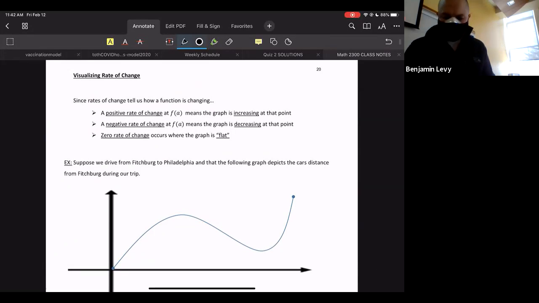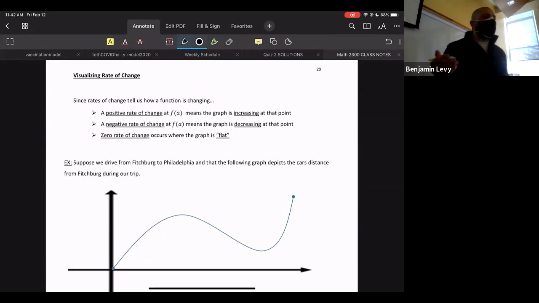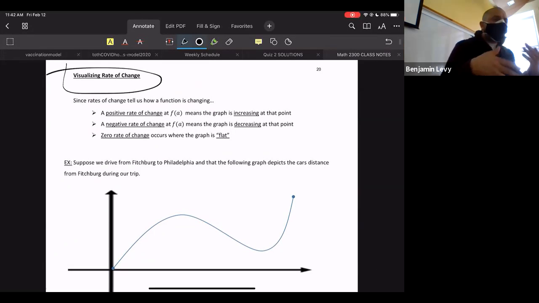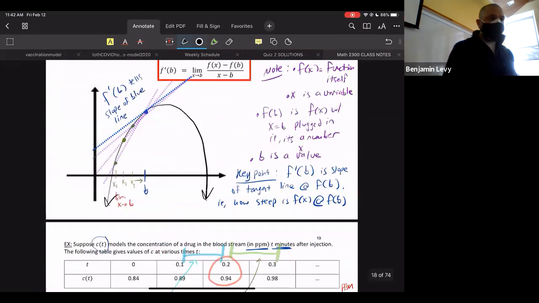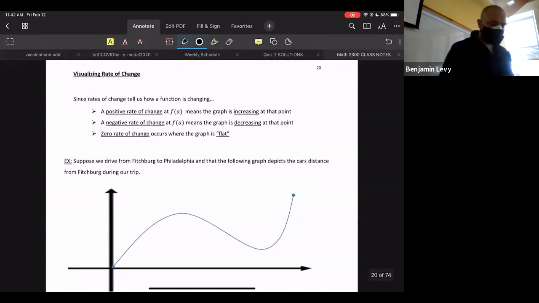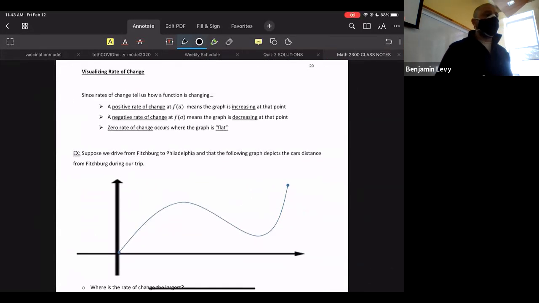Okay, let's just tie this up and talk about what this looks like. We already kind of know what this looks like, right? So this page is all about visualizing rate of change. We've already been kind of visualizing it with some of these graphs, but sometimes it's nice to put it all together in some summarizing picture. If you have a positive rate of change, that means the graph is increasing. If you have a negative rate of change, that means the graph is decreasing, right?